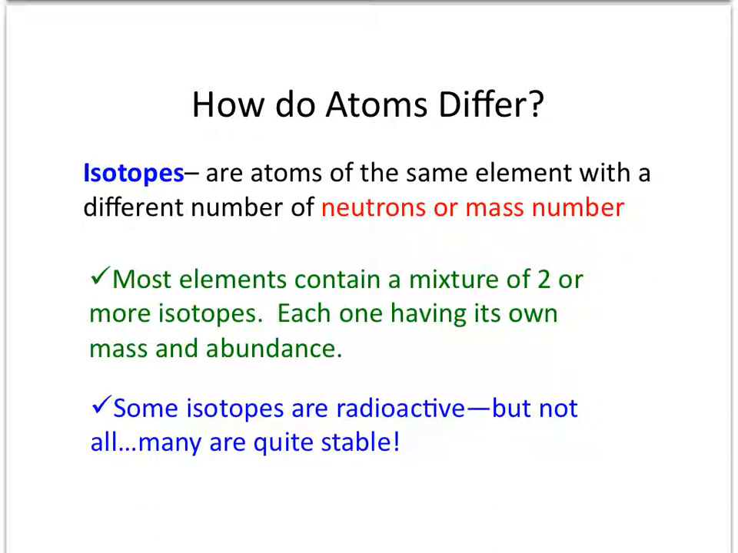Each one will have the same number of protons. Lastly, I just want to mention that some of these isotopes might be radioactive. A radioactive isotope is one that is unstable and will go through the process of radioactive decay to become stable. We'll talk about that in section 4.2.